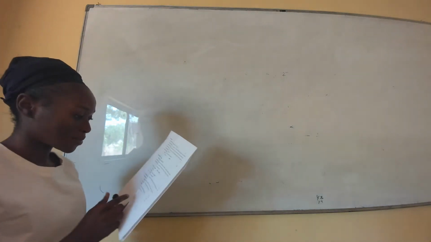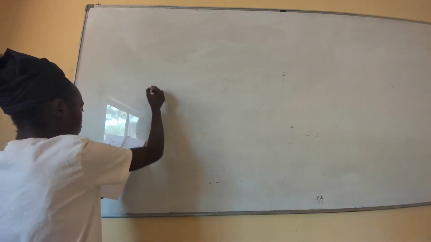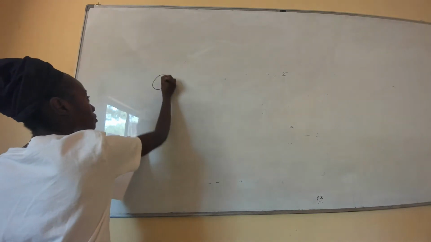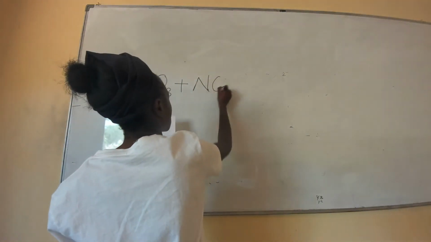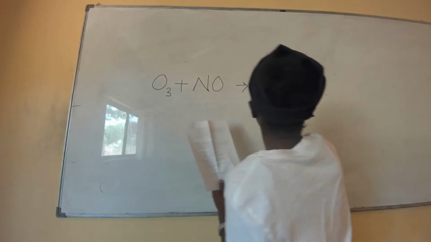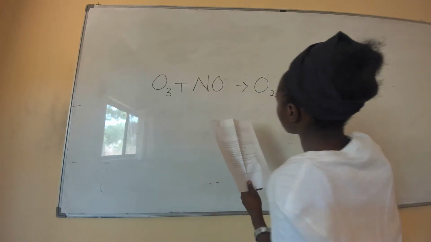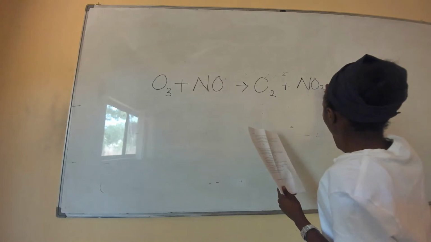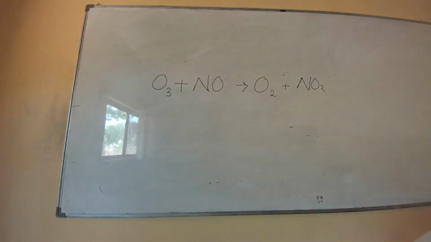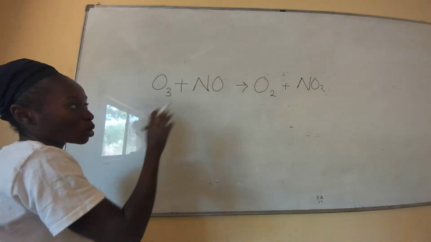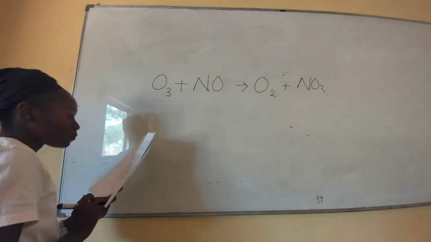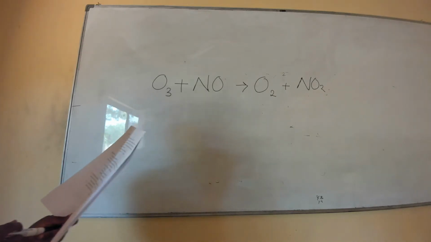And we know that when finding the limiting reactant, we first find the number of moles. So in this case, the equation was given to us: O3 plus NO to give O2 plus NO2. So looking at this equation, first step, the equation is already balanced. We have 4 oxygen atoms on one side, and then we also have 4. And then we also have 1 nitrogen atom on either of the sides.